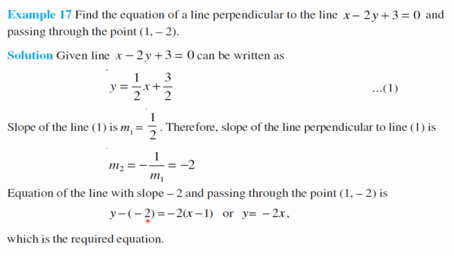In that equation, let us substitute. This is x1 and this is y1 and this is m. So y minus of minus 2 is equal to minus 2 of x minus x1. Understood this equation, my children? By simplifying this equation, finally we get y is equal to minus 2x. Understood this equation, my children? Which is the required equation. Okay, my children? Is this example clear?